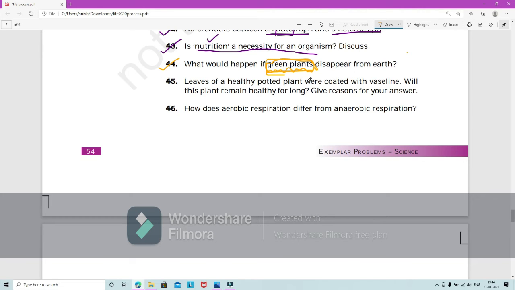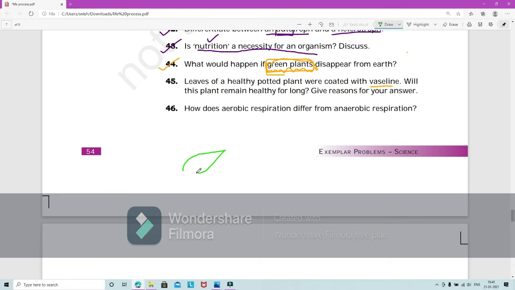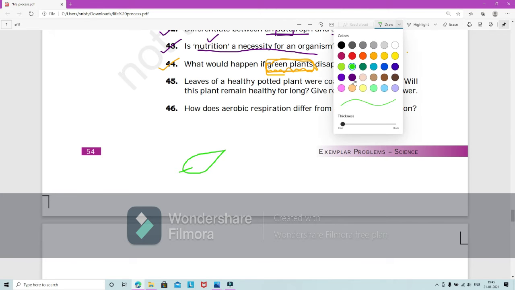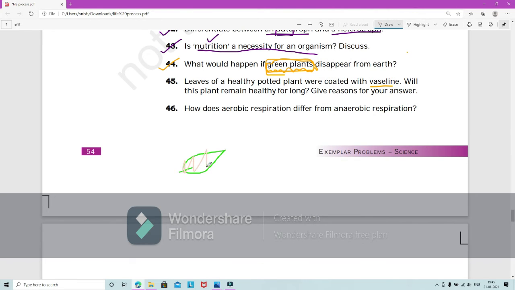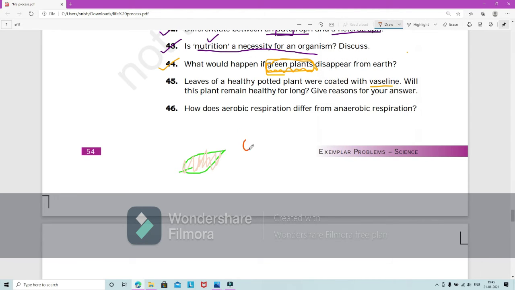Next, leaves of a healthy potted plant were coated with Vaseline. Will this plant remain healthy for long? So this is the question. If the Vaseline covers the leaves, let's draw the picture. The main thing present on the surface of a leaf is the stomatal pore. So if you're covering it with Vaseline, the main thing that is going to get affected is the stomatal pore. Let's assume that is the stomatal pore.